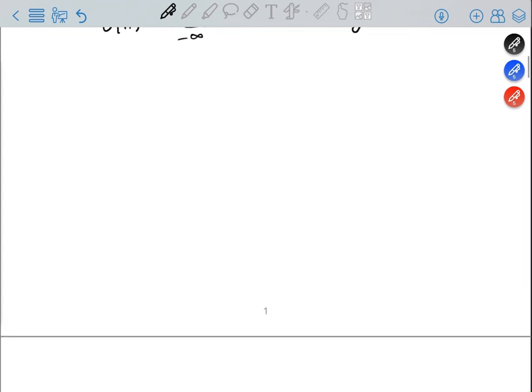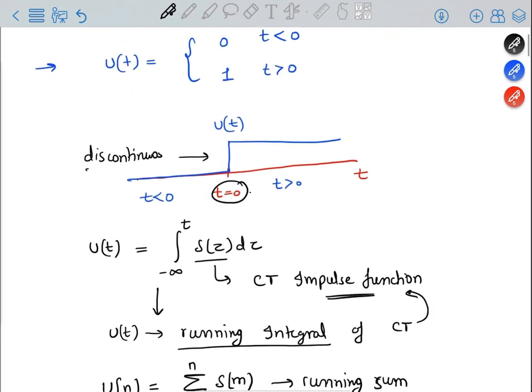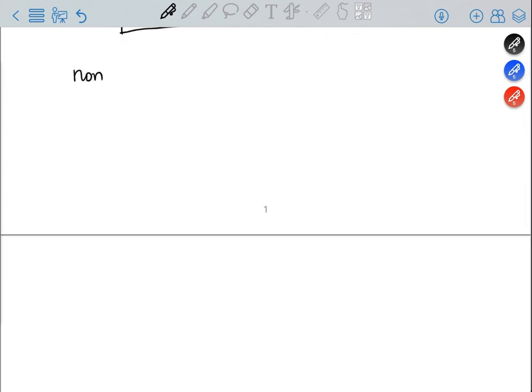Similarly, we can have a relationship for delta(t), which is our unit impulse signal. The unit impulse signal is basically the first derivative of the unit step function. So it can be written as delta(t) is equal to d u(t) by dt. Now the expression looks simpler, but it has a difficulty which was not there in the case of discrete time. The difficulty, which I've already shown, is that this function is discontinuous at t equal to 0. This implies that the function will be non-differentiable at t equal to 0.